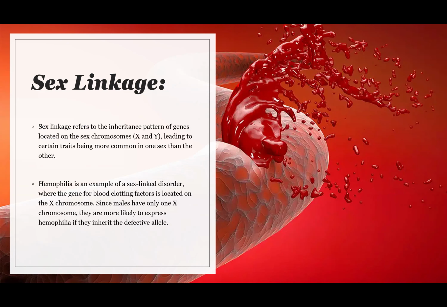Sex linkage. Sex linkage refers to the inheritance patterns of genes located on the sex chromosomes, the chromosomes that we see in our gametes, leading to certain traits being more common in one sex than the other. For example, hemophilia is a sex-linked disorder where the gene for blood clotting factors is located on the X chromosome. Since males have only one X chromosome, they are more likely to express hemophilia if they inherit a defective allele. So males tend to be more hemophilic, and we tend to get them from their mothers. Color blindness as well.